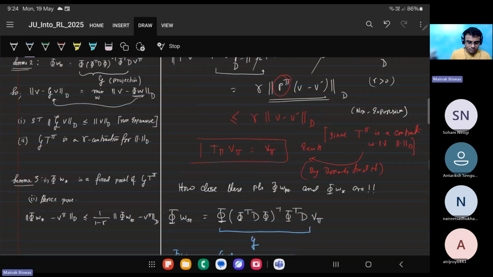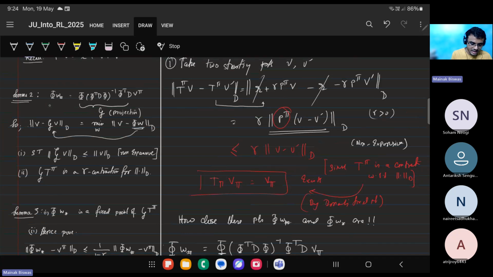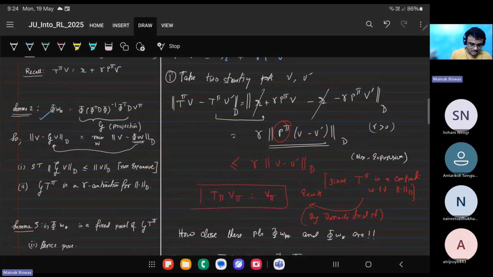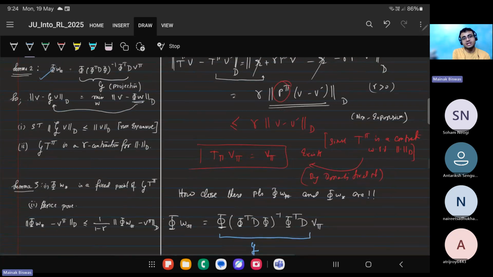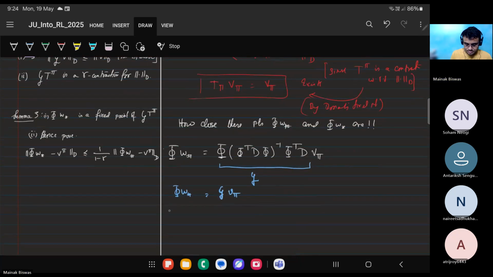So now after defining this projection matrix, we have to prove that the projection matrix is non-expansive. Okay, let's do that as well. Not a big thing to do.